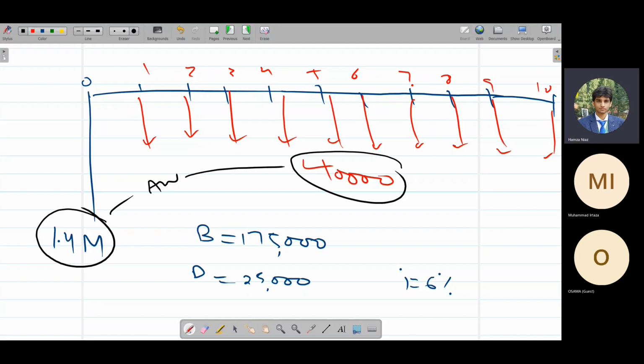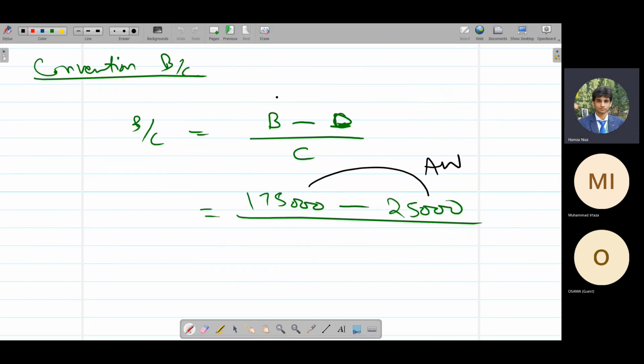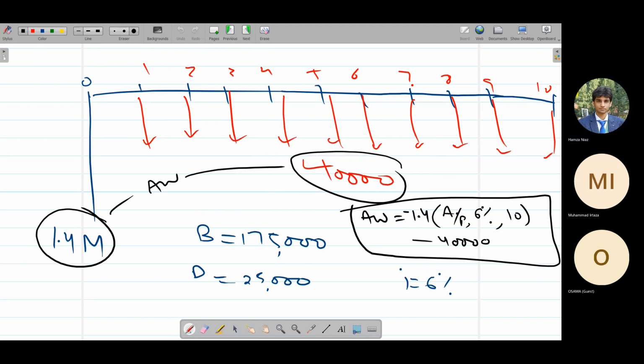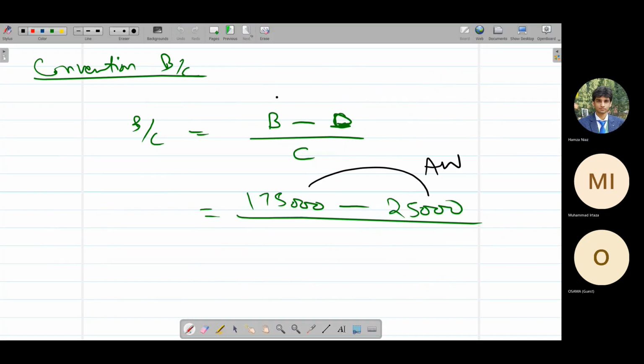So if we find its annual worth, what will be the annual worth? Annual worth would be simply 1.4 million minus 1.4. We need to find A, this is P, the interest is 6%, the years are 10, minus 40,000, because that is already annual operating cost. Simply, we can use this formula to get the annual worth, and whatever the annual worth would be, we can divide. That is actually C. This is actually cost. So they have found the cost as 230,218. So the cost is 230,218.